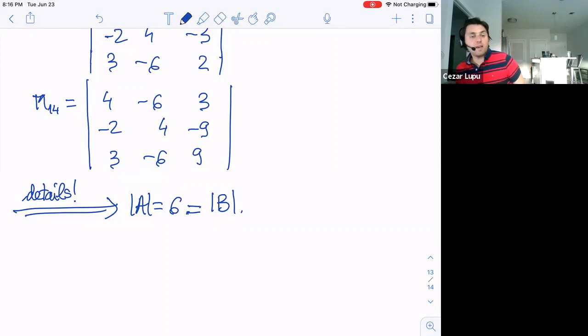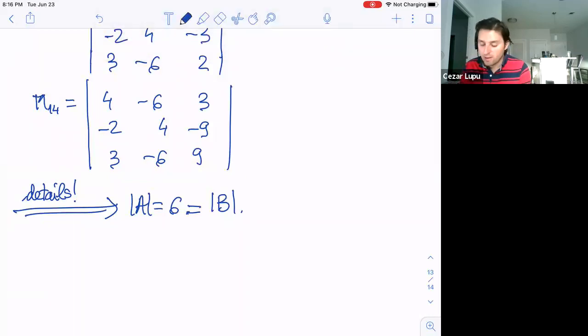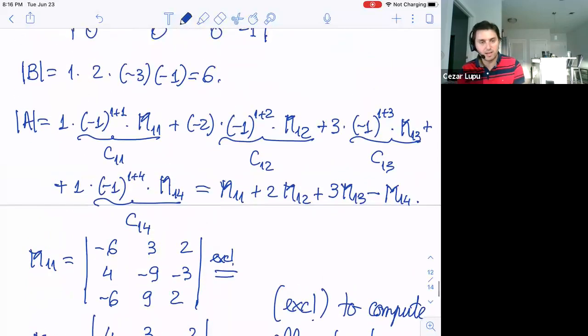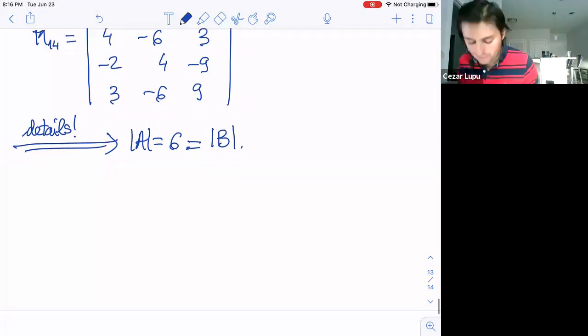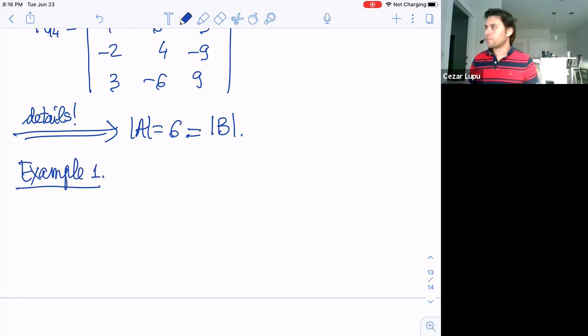But to be more practical, maybe there is a way of reducing the matrix A to the matrix B so that we can compute the determinant directly without computing all these minors and having all these headaches. It's quite painful to compute all this. So we'll see. We'll get back to this example, but before we do this, let me give you some other examples, maybe easier ones. So example number 1.